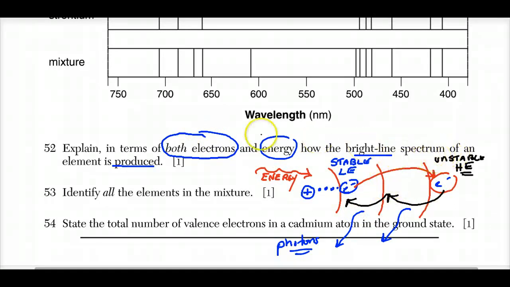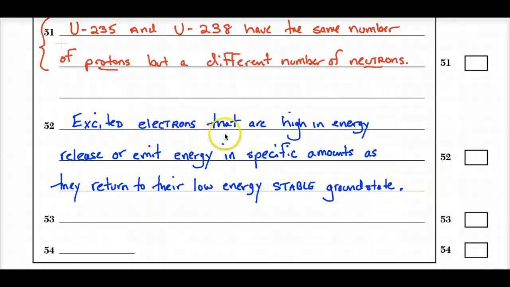So let's put that to words in the answer booklet. I said excited electrons that are high in energy release or emit energy in specific amounts as they return to their low energy stable ground states, and that would earn you a point. The other one I had up here, I think I got right, is also a point. Now you certainly could say this in many different ways. You could say that electrons that are farther away from the nucleus have to give off that extra energy they had to get there, and that energy given off was exactly equal to some specific amount that's unique to every atom, because every atom has a different number of protons and therefore different attractive forces and different number of electrons. There's many ways you could say this, but that would suffice.